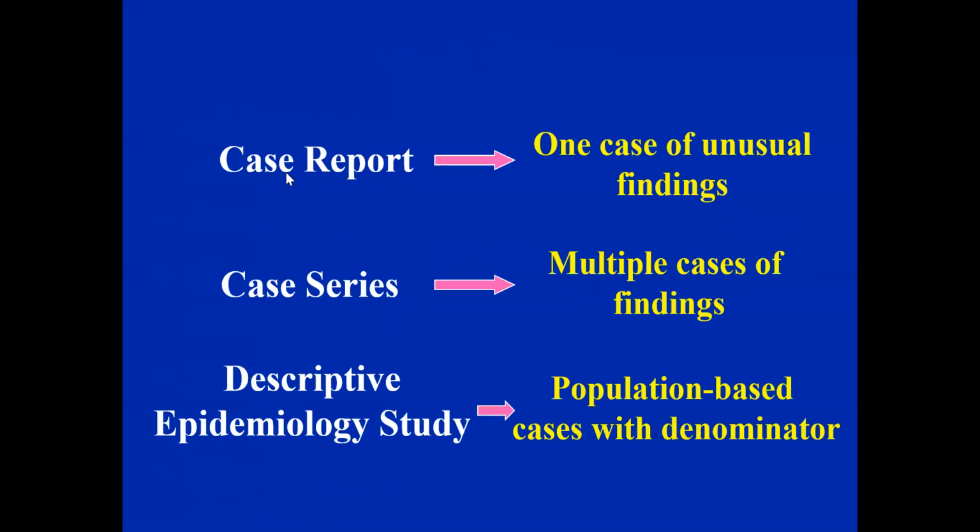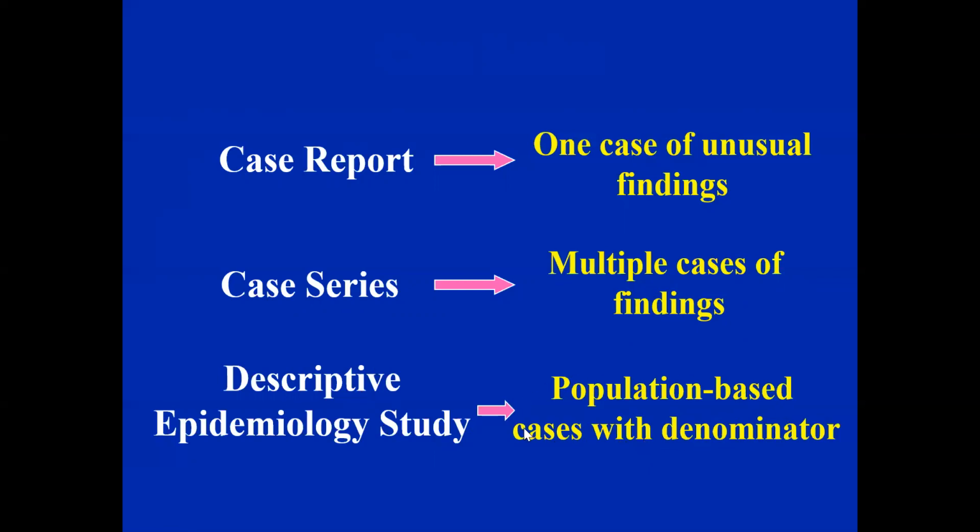So if it's one case, that's a case report. It's one case of an unusual finding. Then a case series. Now, what is a case series? A case series, you have multiple cases of one finding or one health event, which you are now writing about. Then for descriptive epidemiology, now it's population-based cases with a denominator.